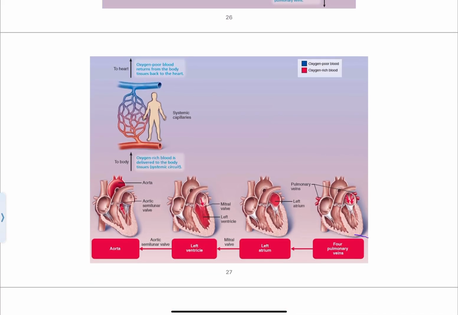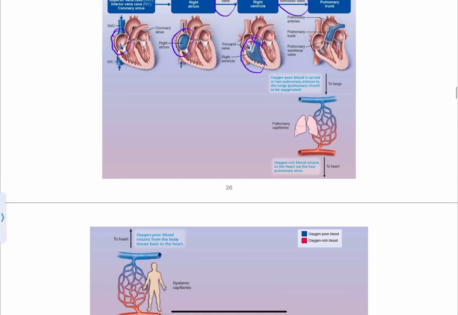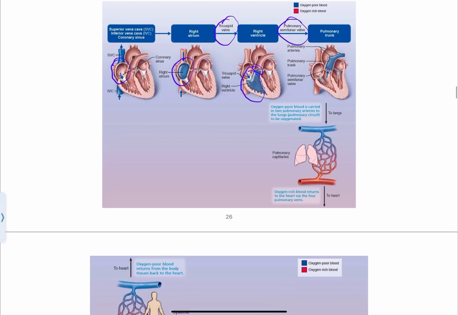So the 4 pulmonary veins that are returning the blood back to our heart, these are carrying oxygen-rich blood. And they're going to dump this blood into the left atrium, which is right here. Our left atrium is going to empty into our left ventricle via the mitral valve. Our left ventricle is going to contract, push blood through our aortic or semilunar valve, and eventually out to our aorta, where we're going to supply all of our body tissues with this heavily oxygenated blood. And then we start the process all over again.